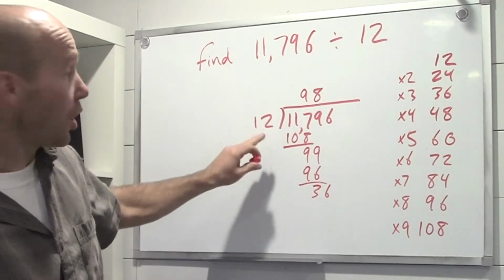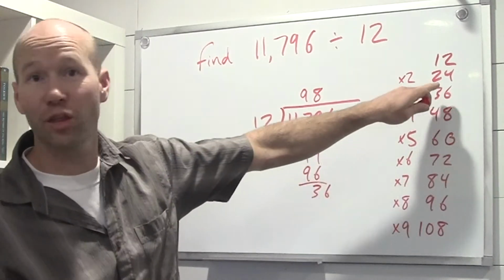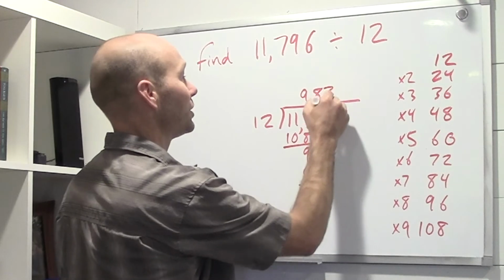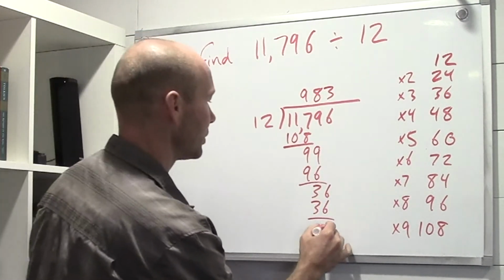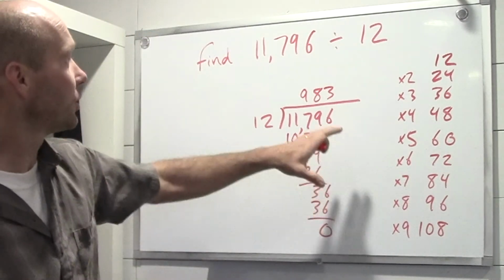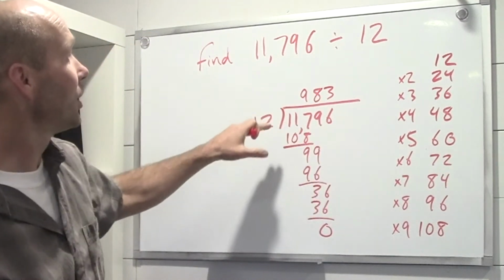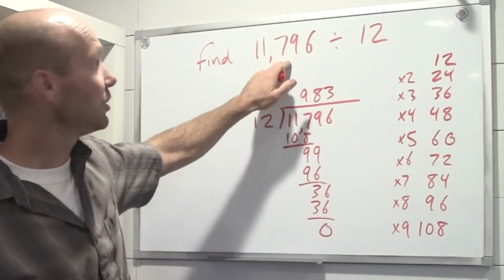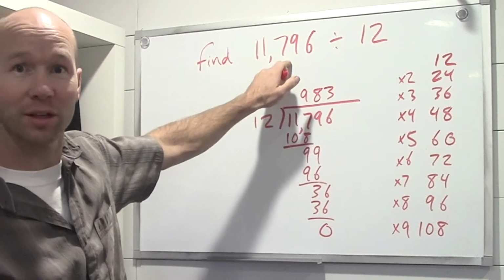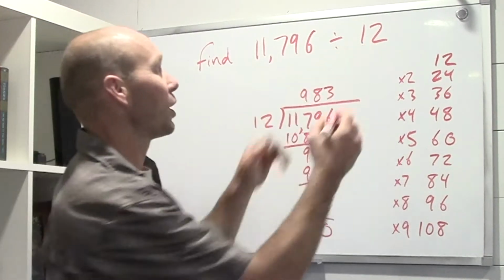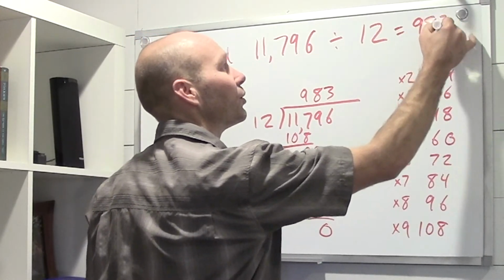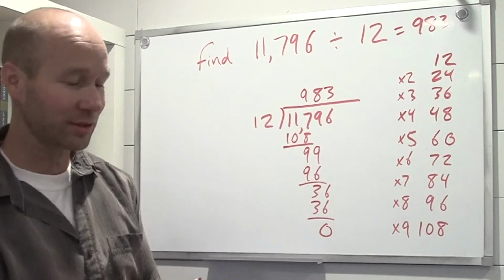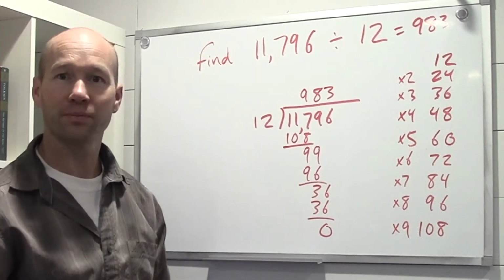And I'm going to say, all right, 12 goes into 36. I see 3 times. And I have an exact number, 0 in my remainder. So now this one, the dividend is 11,796. The divisor is 12. And the quotient is 983. So I'm going to say my answer, my quotient is 983.